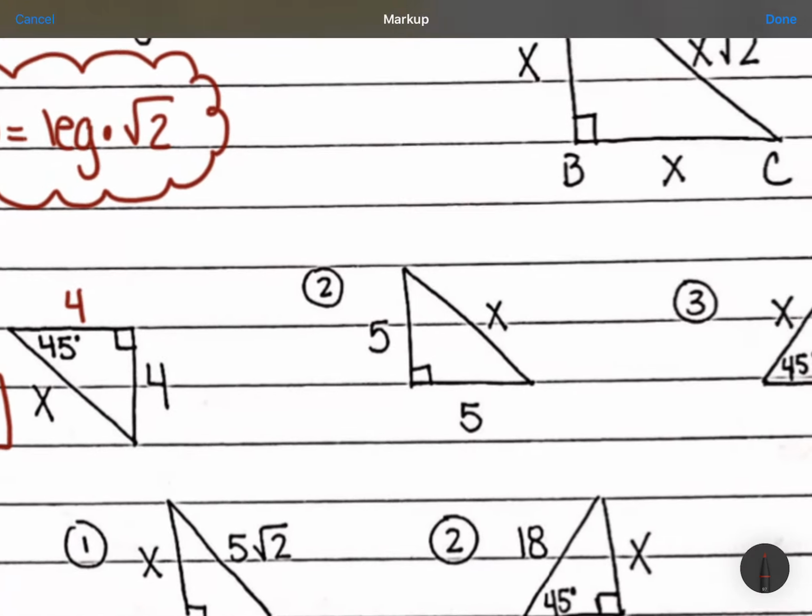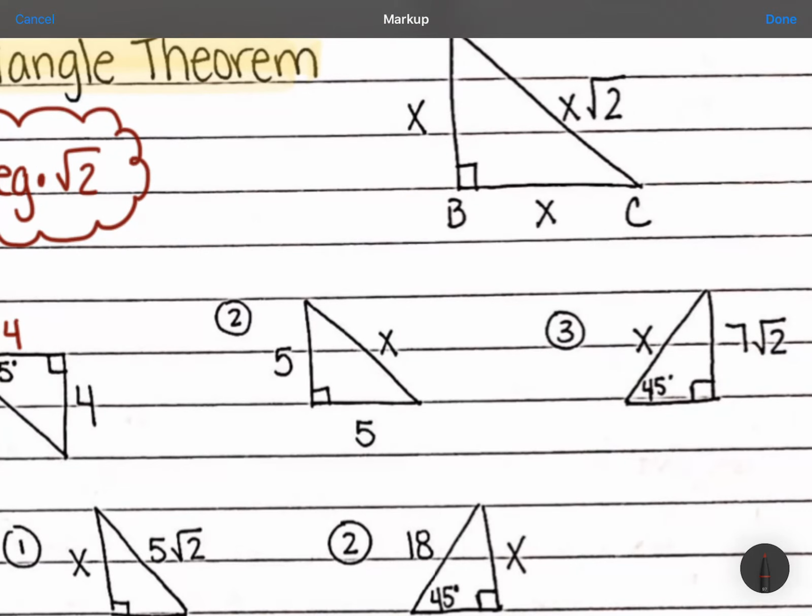All right, number 2. My legs are both 5, so I know this is a 45, 45, 90 triangle because they're congruent. It's an isosceles right triangle. Again, my hypotenuse is equal to my leg of 5 times radical 2. So 5 radical 2 is the hypotenuse.